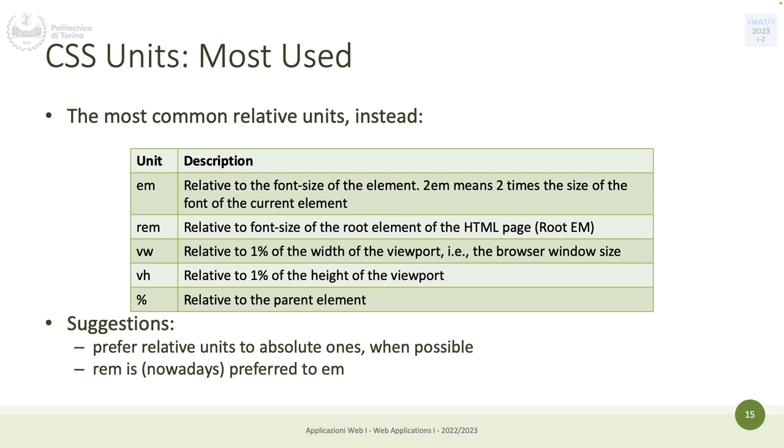Em is a unit that sets the size relative to the font size of the element. So if the font size of the element is 12 pixels, 2 em will be 24 pixels. If it's 10, 20 is relative to the font size set for the current element. So either you set a font size for the element and then everything else is relative to that font size, or the browser sets the default font size for the element. That means that in an element, 2em can have a different behavior than in another element because it depends on the font size set for that element.